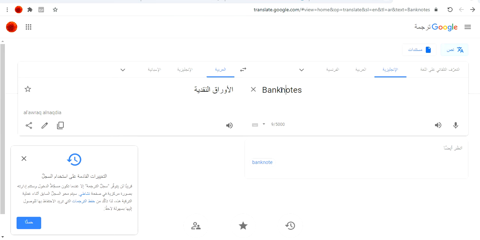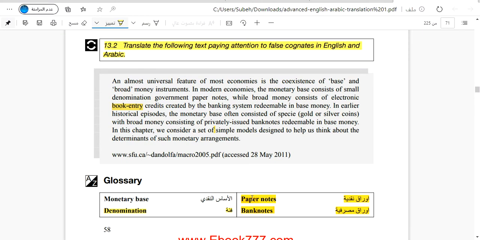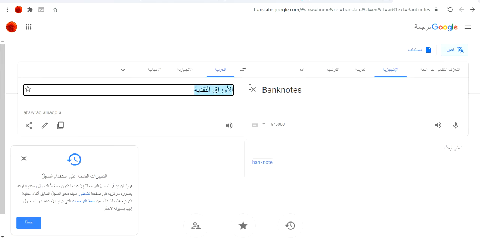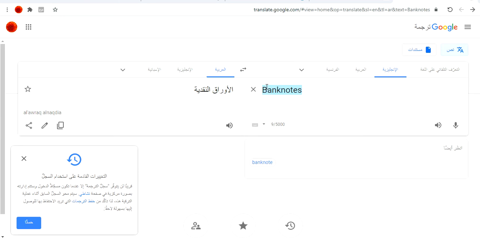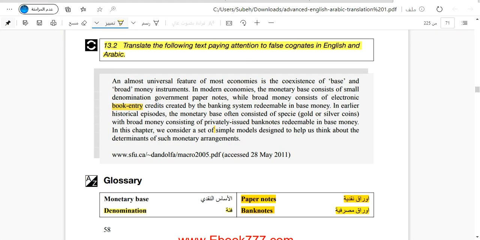so again, I just want to comment on the things that I had previously said. Banknotes translation in Google here is not accurate. It shows me أوراق نقدية, but أوراق نقدية is for paper notes, not banknotes. However, banknotes is أوراق مصرفية. So the translation here is not accurate. أوراق نقدية should be for paper notes.